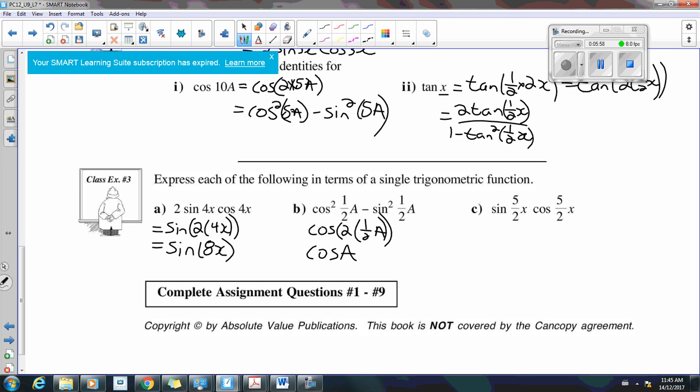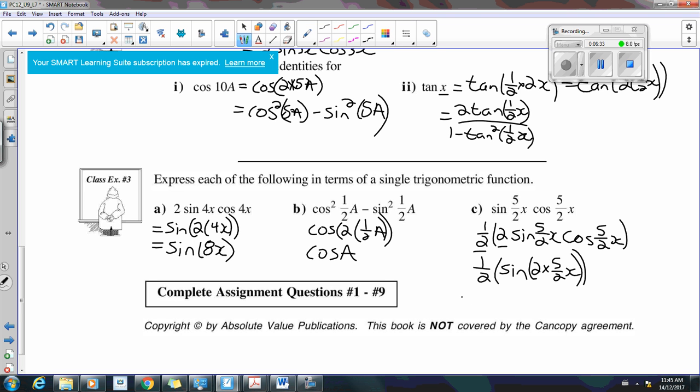Next one, we have sine of 5 over 2x times the cos of 5 over 2x. This doesn't quite look like anything yet. It looks closest to the sine one, but without that 2 in front. So we have to make the 2 go in front by putting a 1/2 times 2 here. This allows us now to say this is the sine of 2 times 5 over 2x, which is the same as 1/2 sine of 5x.